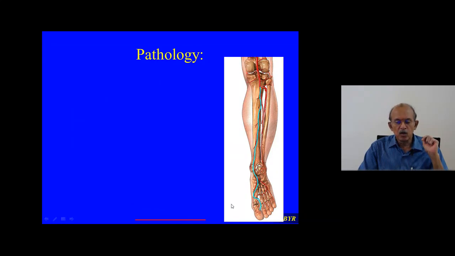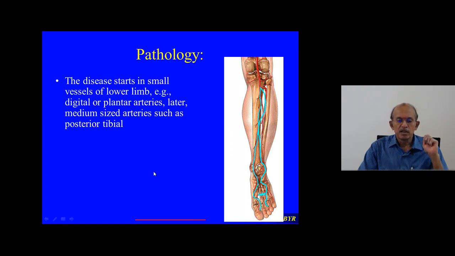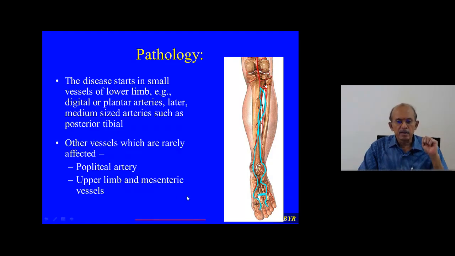It involves mainly the lower limbs, occasionally the upper limbs. It starts from the distal vessels, then goes to the plantars, then spreads to the posterior tibial, anterior tibial, and peroneal vessels. Up to the popliteal artery, it ascends. The disease starts in small vessels of the lower limb, that is distal or plantar arteries, later medium-sized arteries such as the posterior tibial. Other vessels which are rarely affected are the popliteal artery, upper limb, and mesenteric vessels.